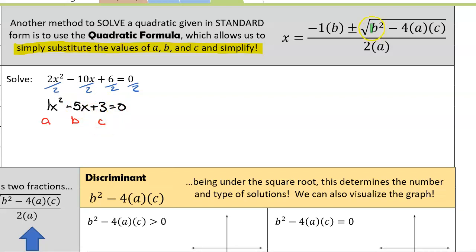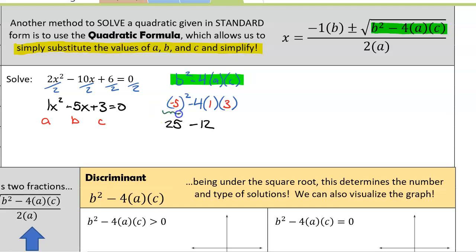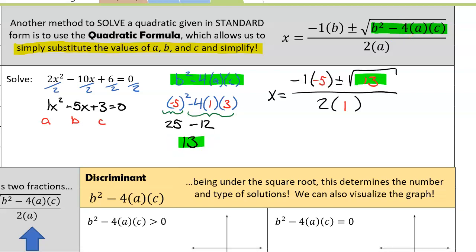Now, I like to do the calculation underneath the root first. So I'm going to go ahead and do that calculation. B squared minus 4ac, substituting in the values of b, a, and c, gives us negative 5 squared minus 4 times 1 times 3. Negative 5 squared gives us 25, and then negative 4 times 1 times 3 gives us negative 12, which gives us a value of 13. This is the value that we'll be putting underneath the square root, along with the values of b and a into the appropriate locations. So negative 1 times b, plus or minus the square root of what was underneath the square root here, which is 13, over 2 times 1.